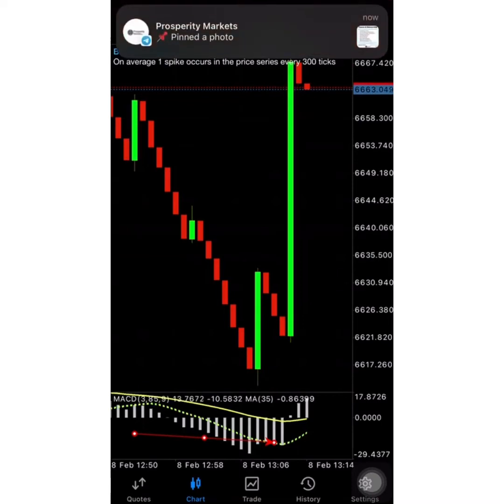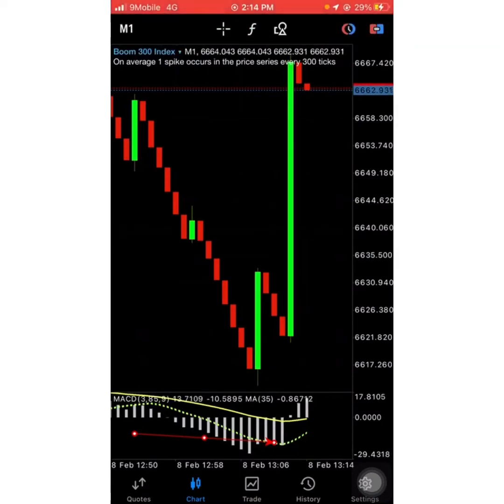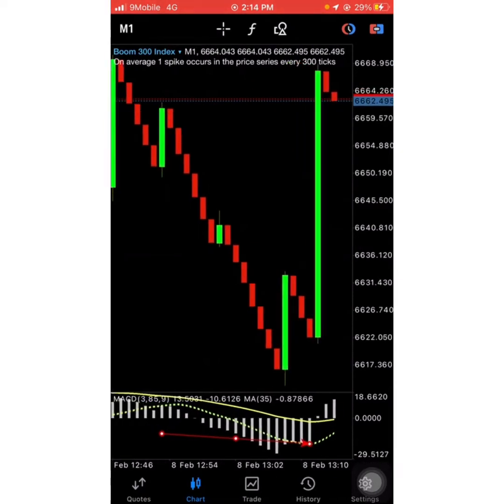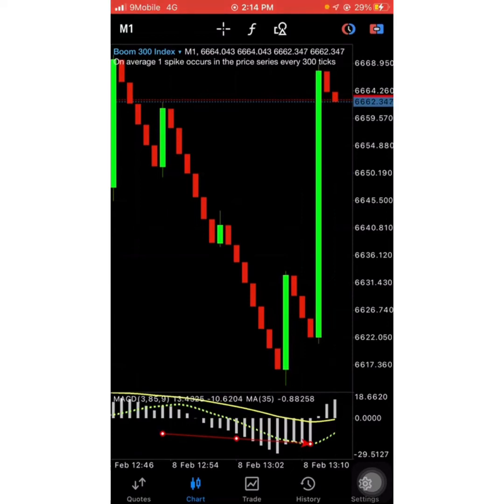It serves as a retest. That's when you place your entry here. As you can see, we caught that spike. Now that is the first form of entry. Let me make it clearer for you.